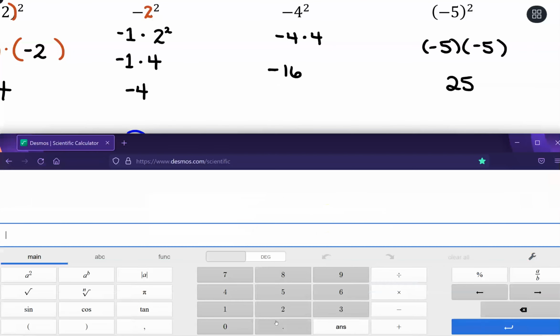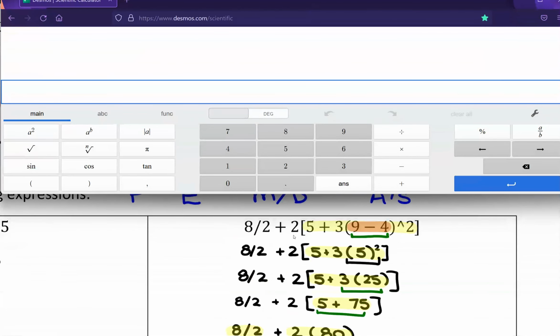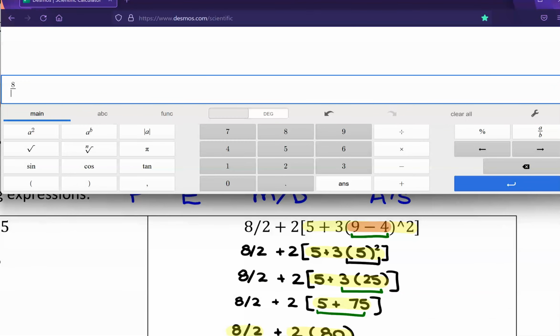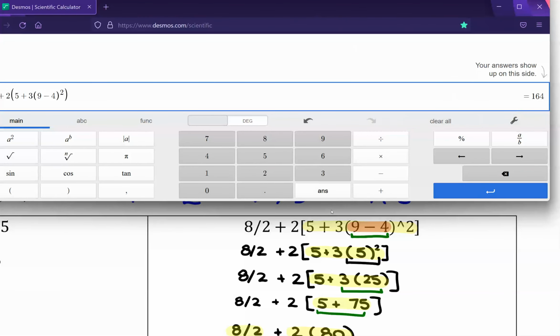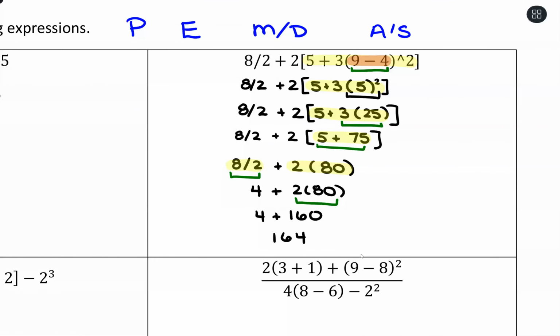So let's go to the Desmos Scientific Calculator, because what we could do is type it in to basically match what we see here. So we have 8 divided by 2, and then plus 2 starting parentheses. We have a 5 plus 3, and then parentheses, 9 minus 4, close those parentheses, have an exponent of 2, and then close those. And there's our 164. So you can use this to double check whether or not you got the correct value out when we have just numbers like this. But yeah, that's the long steps there.